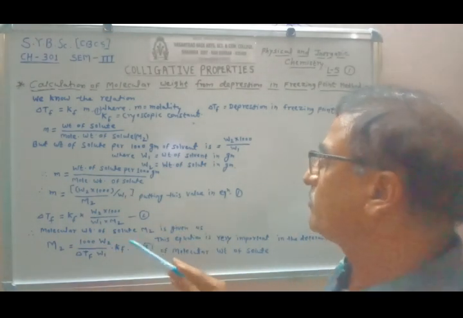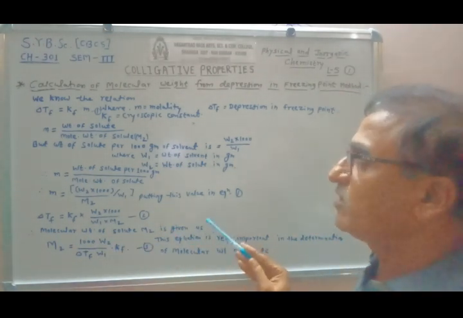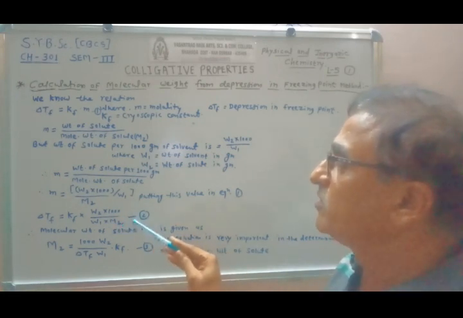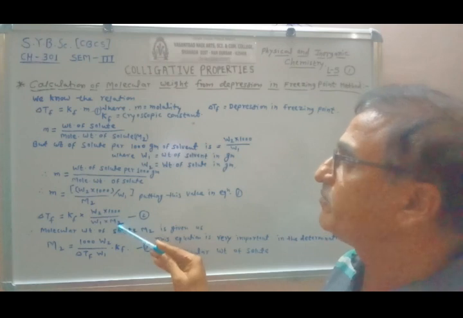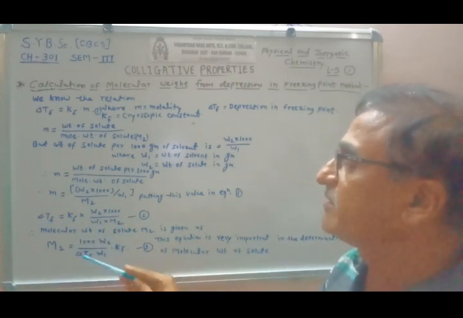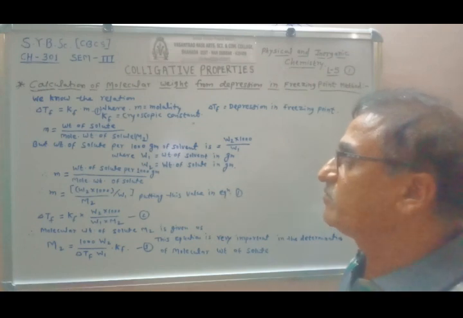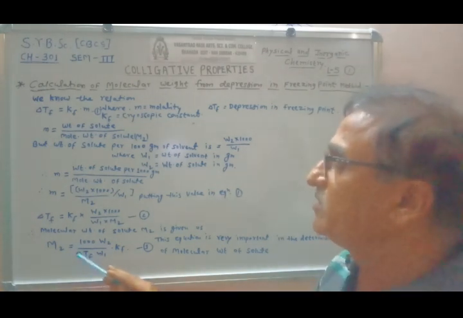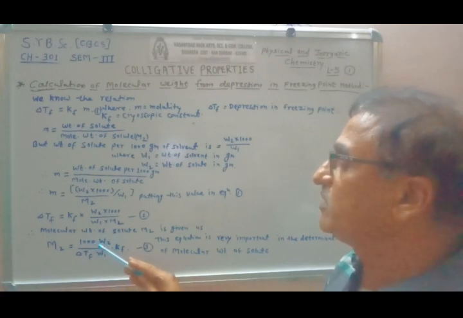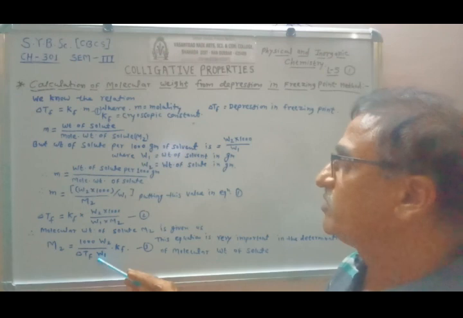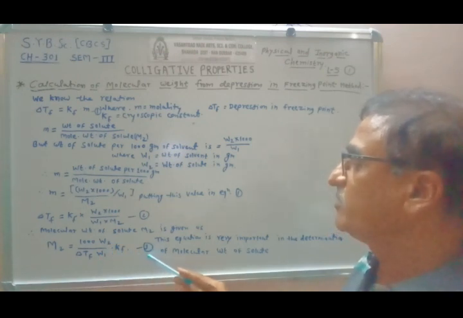Therefore, the molecular weight of solute M2 is given as follows. Here we have to calculate M2, the molecular weight of solute, so we take M2 on one side and delta Tf on the other. We get the final equation: M2 is equal to 1000 into W2 divided by delta Tf into W1 into Kf. Call it equation number 3.